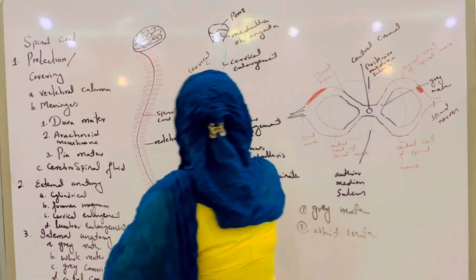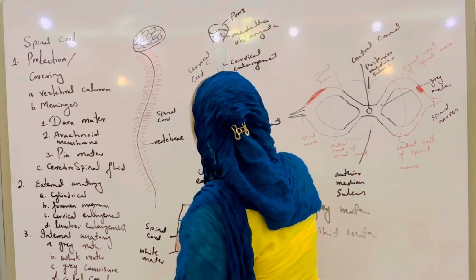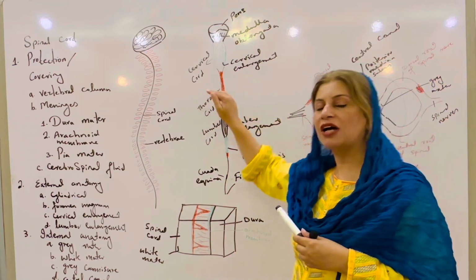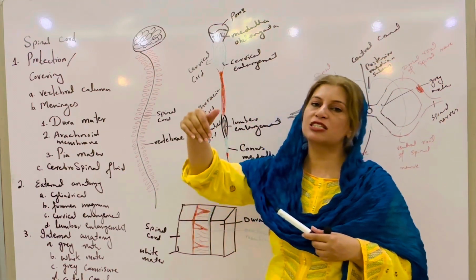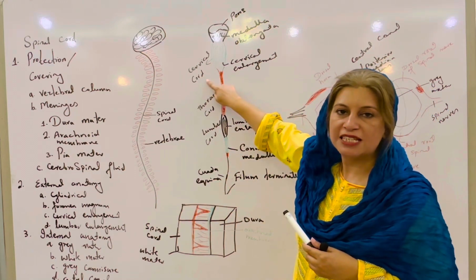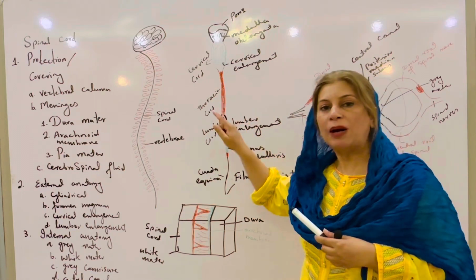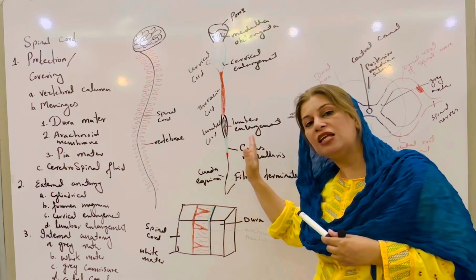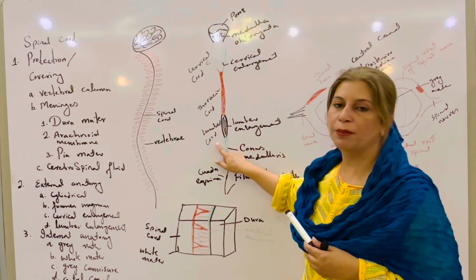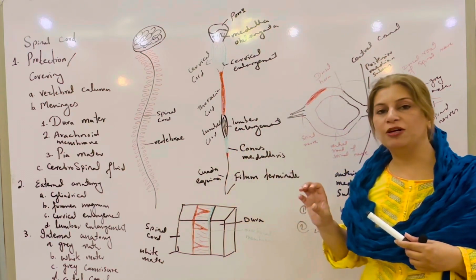I should write here: cervical cord, thoracic cord, and lumbar cord. These are named after the vertebrae through which the spinal cord passes. The cervical cord is present just beneath the cervical vertebrae. The thoracic cord is the part of the spinal cord which is present just beneath the thoracic vertebrae of the vertebral column, and then comes the lumbar cord, which is present inside the lumbar vertebrae.